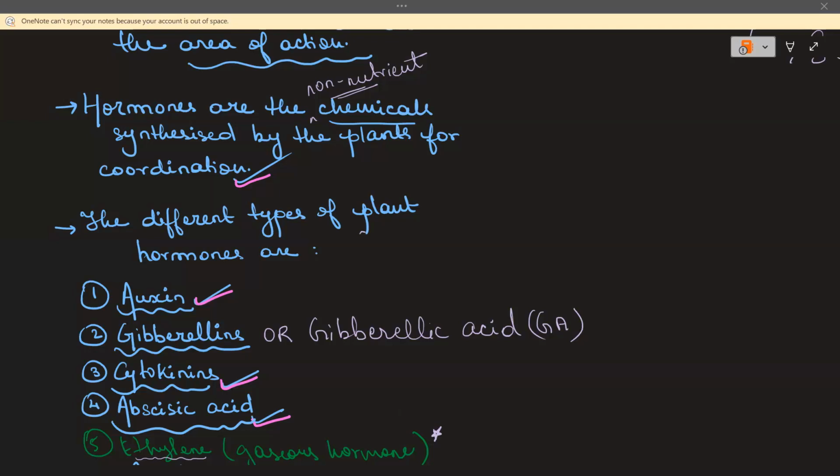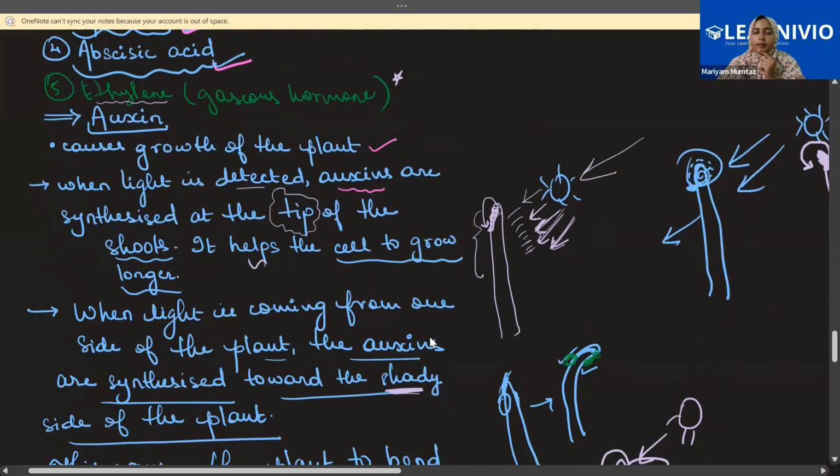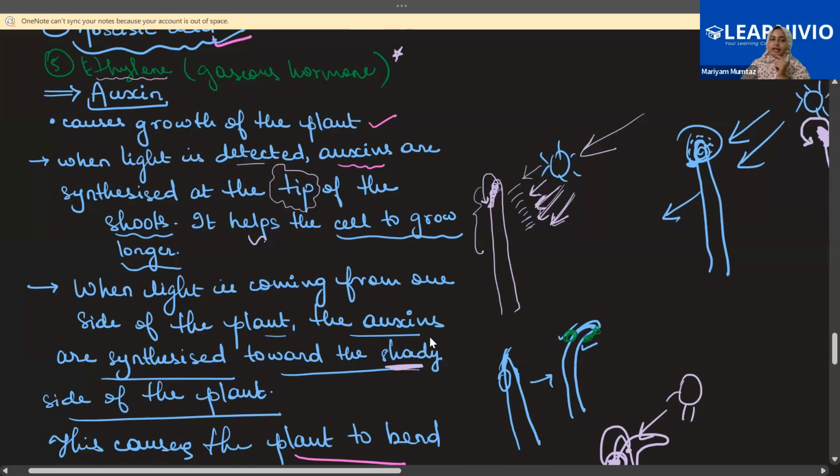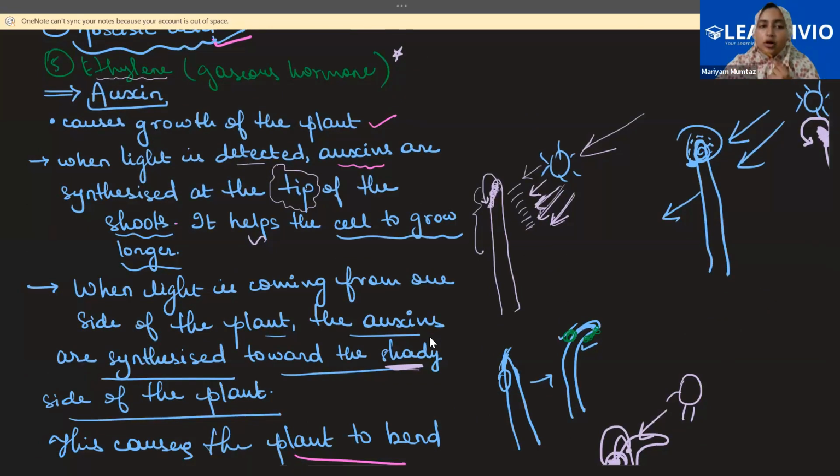All right, okay. Now you can switch back your videos on. Let us talk about each of these hormones and their functions. Now, the first one that we're going to talk about is the auxin. Did you people have any doubts up until now, students? No, ma'am. All right, okay, everyone, switch on your videos.